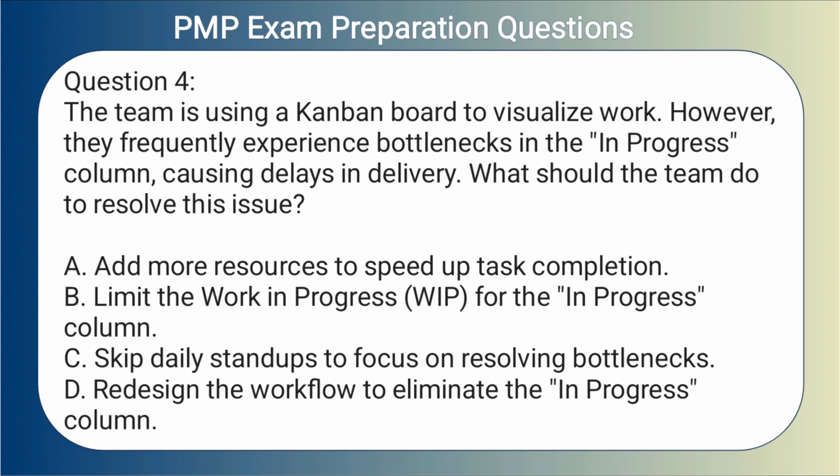A. Add more resources to speed up task completion. B. Limit the work in progress, WIP, for the in-progress column. C. Skip daily stand-ups to focus on resolving bottlenecks. D. Redesign the workflow to eliminate the in-progress column.